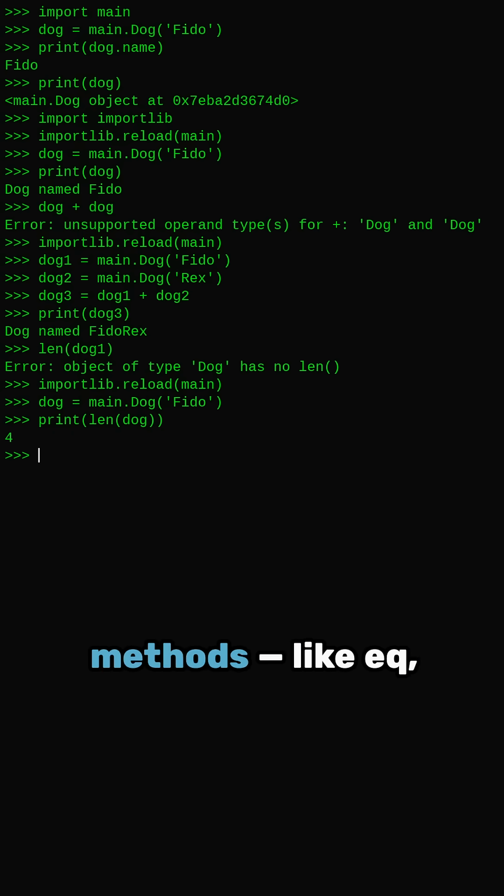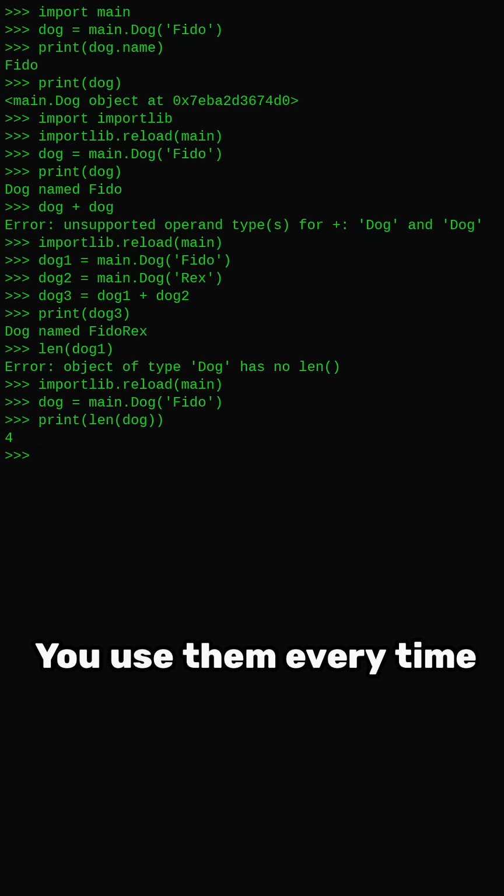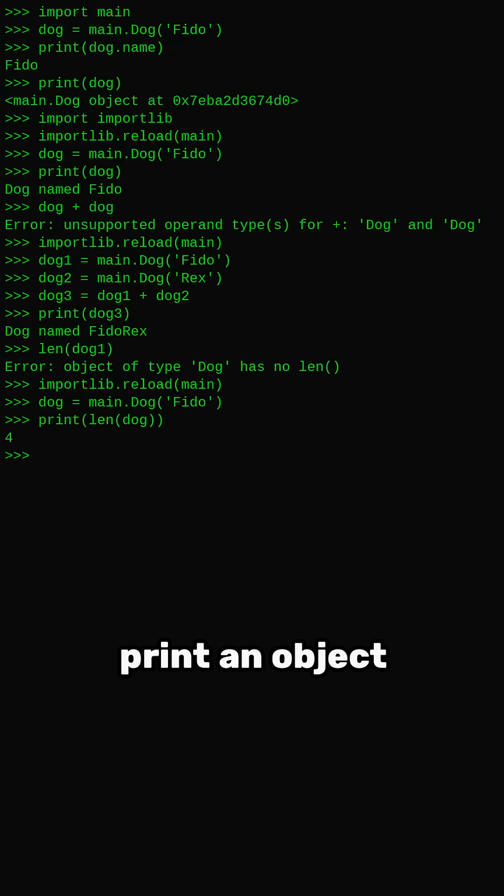There are many Dunder methods, like __eq__, __getitem__, __iter__, and more. They make your classes feel like built-in types. You use them every time you do math, call len, or print an object. Now you know why they are everywhere and how to use them.